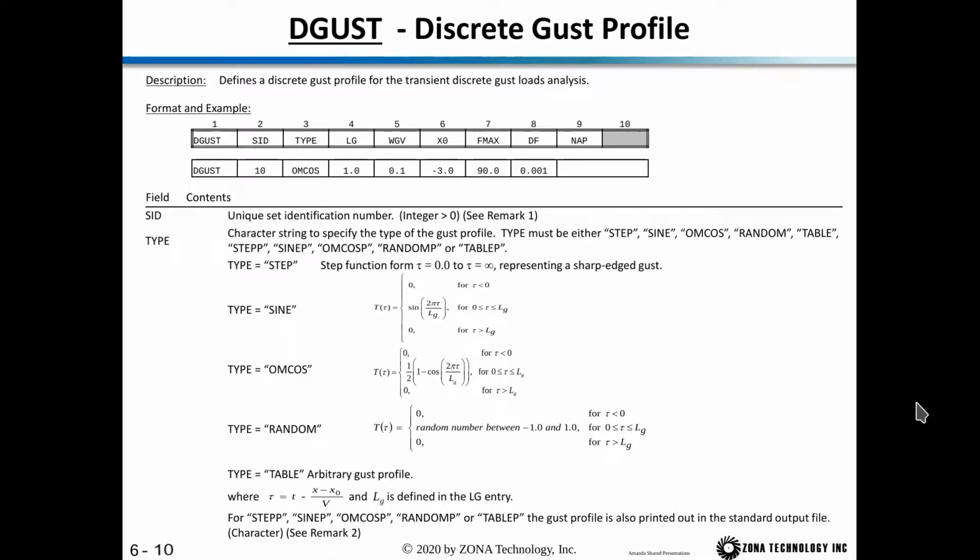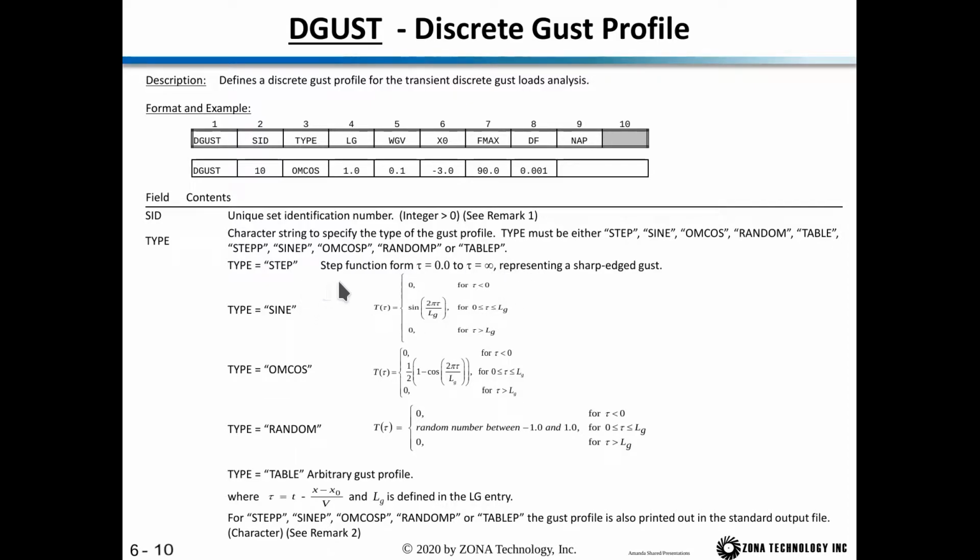Okay, next is the dgust bulk data card to define the discrete Gust profile for the transient discrete Gust loads analysis. So we have an ID in the SID field. Next is type. This specifies the type of the Gust profile. So type can either be step, sine, 1 minus cosine, random, or table, or you can append a p onto the end of the name. So we have step p, sine p, 1 minus cosine p, random p, or table p.